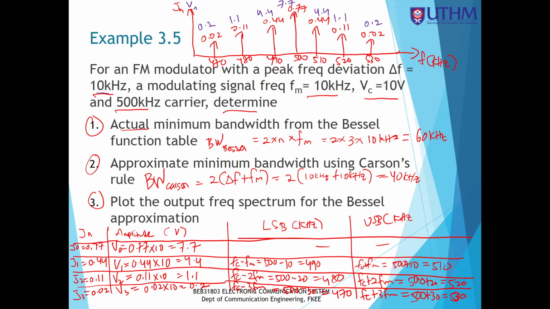And remember, when you want to draw, we want to see that first you draw correctly. You have a carrier component and 3 pairs of sidebands, correct? Then you need to label. First label the axis, then label the values, the frequency and also the amplitude. So any question you want to ask regarding this example? If you have a question, please ask.